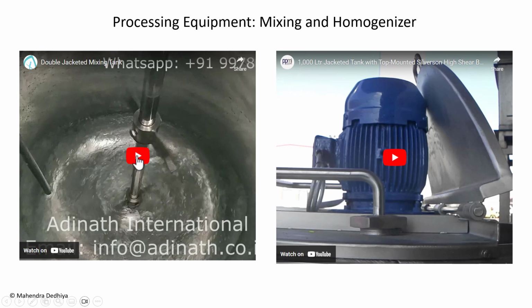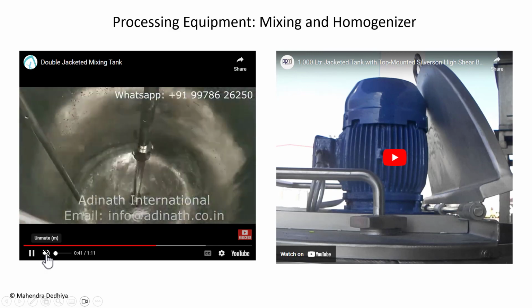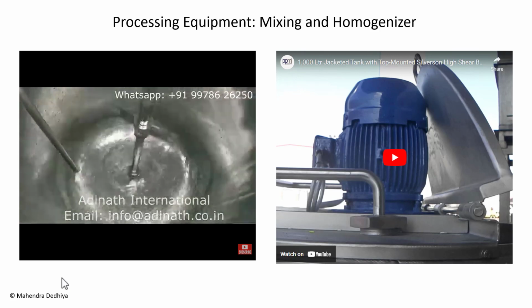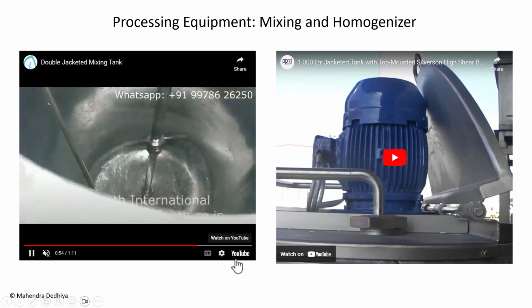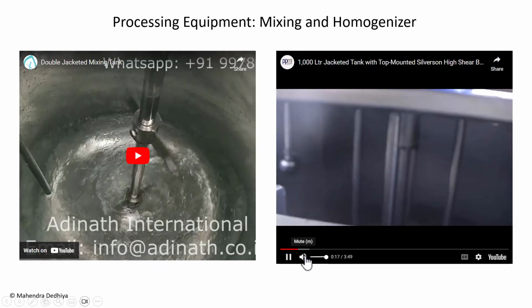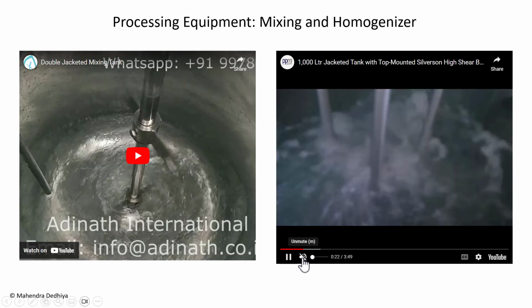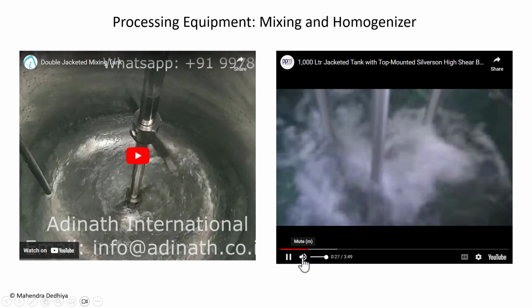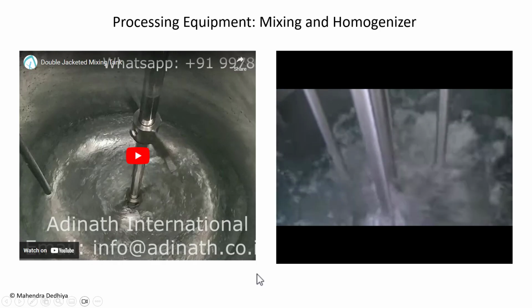Let's look at the mixer, propeller mixer and a homogenizer in the tank. So propeller mixer is commonly used and that's sufficient for dissolving the sugar phases. Let's look at the homogenizer. We have that here so that you can understand how noisy these equipment are. And mixing will continue and you can see that homogenized.